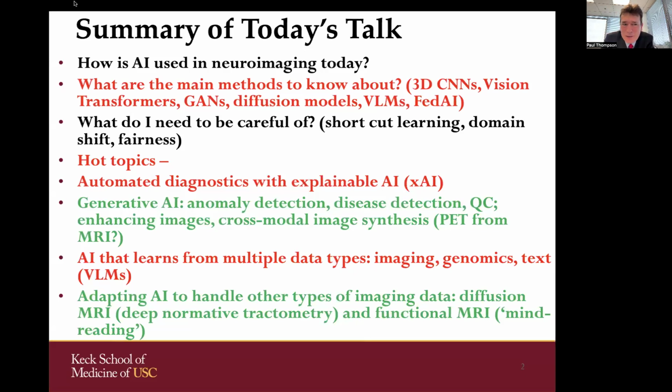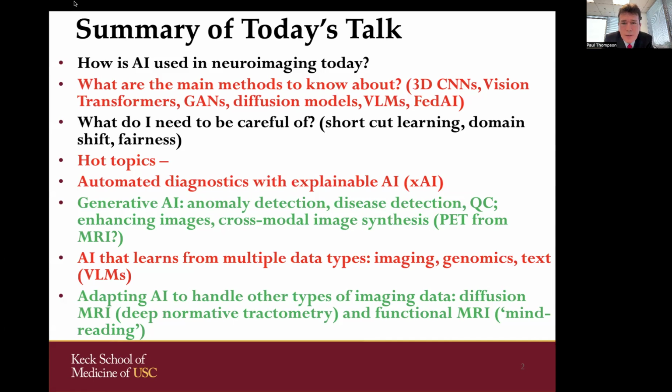today. I'll tell you what the main methods are to know about, from 3D CNNs, which are convolutional neural networks, to vision transformers, generative adversarial networks, diffusion models, VLMs, which are vision language models, and also federated AI. We'll talk a little bit about what we need to be careful of.